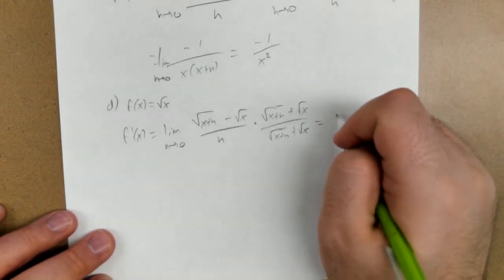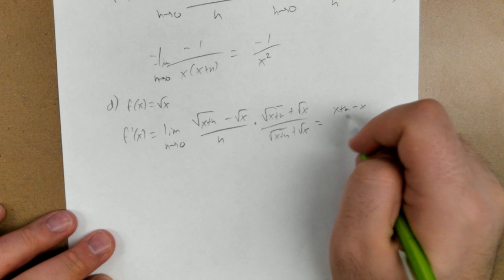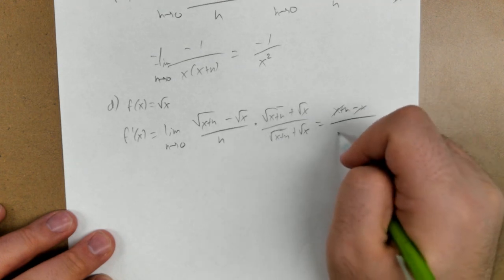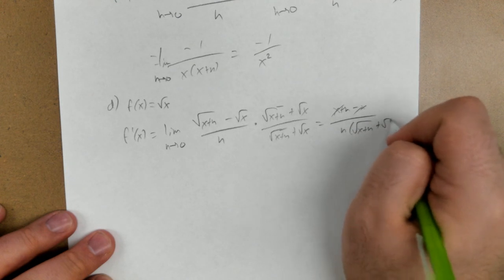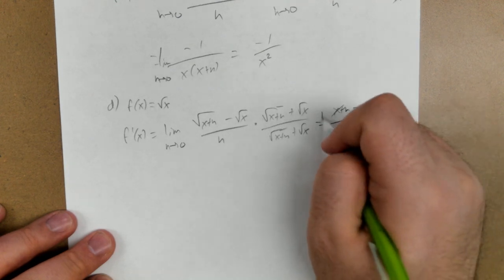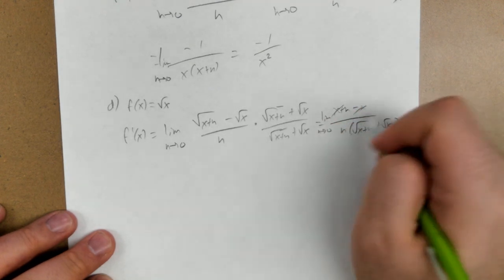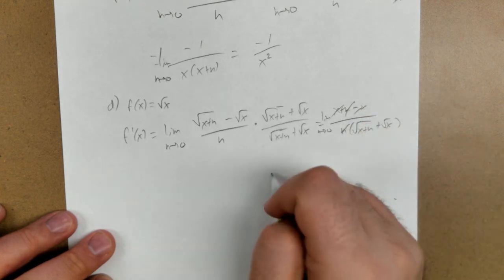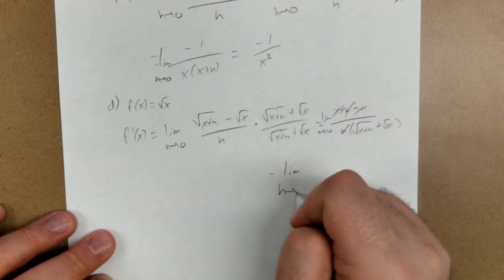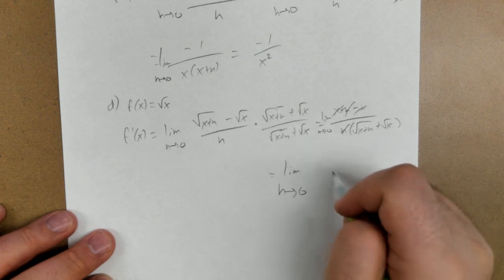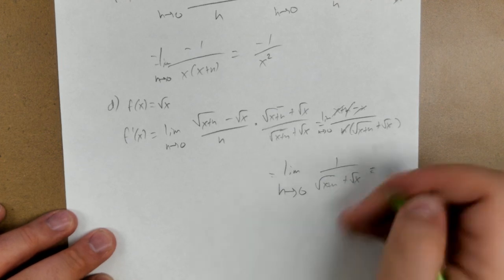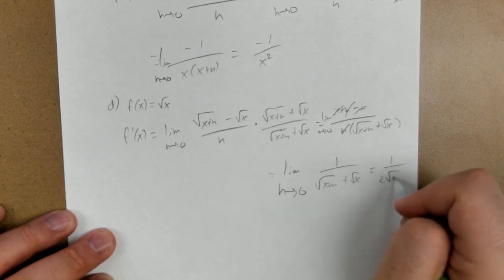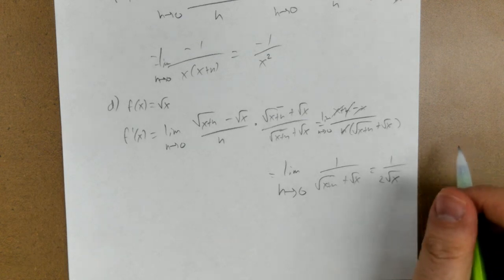When you FOIL the top, you get x plus h minus x, which is good. And then the bottom, you have this h. Do not distribute because you want to get rid of that h. So just leave that like that. Still got the limit here, but after you cancel those, the h's cancel. And then you've got 1 on the top, and then you've got this mess. But now that I can make h 0, those become the same thing. So you get the answer you knew you would, 1 over 2 root x.